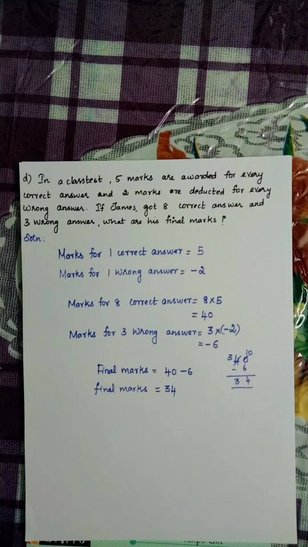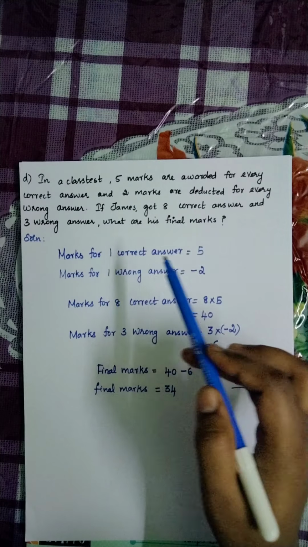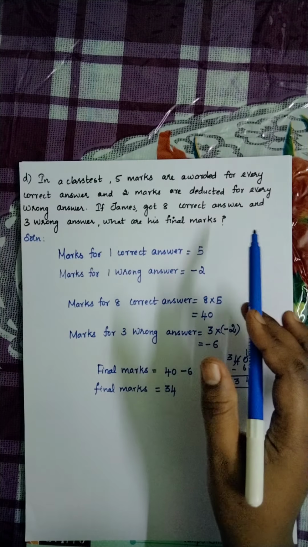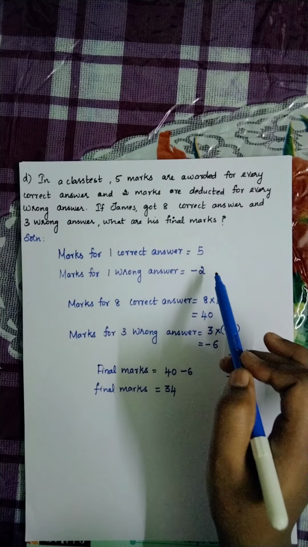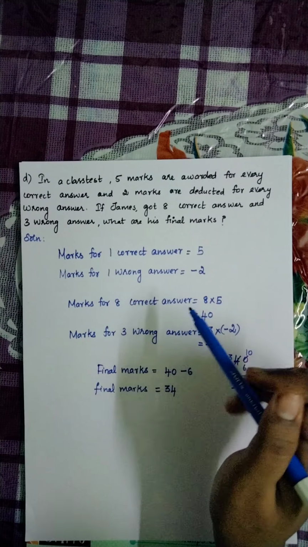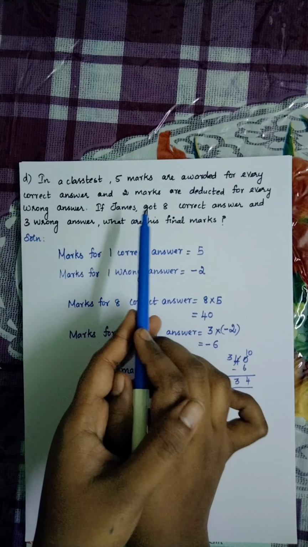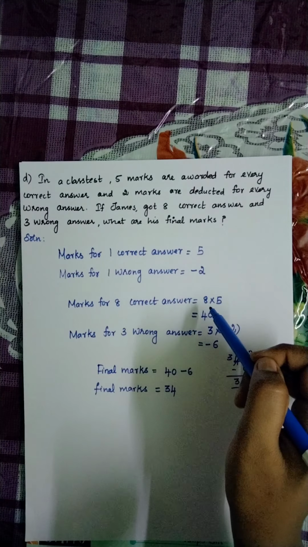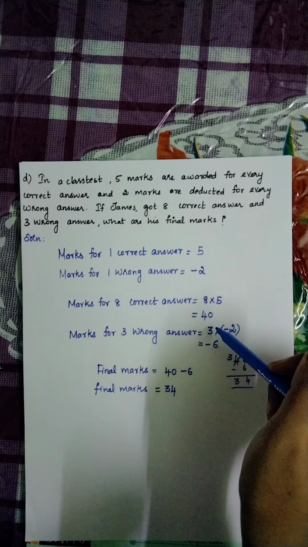In a class test, 5 marks are awarded for every correct answer and 2 marks are deducted for every wrong answer. If James got 8 correct answers and 3 wrong answers, what are his final marks? First we have written marks for 1 correct answer is 5, marks for 1 wrong answer is minus 2, because they are deducting 2 marks for every wrong answer. Then marks for 8 correct answers is 8 into 5. 8 into 5 is 40.